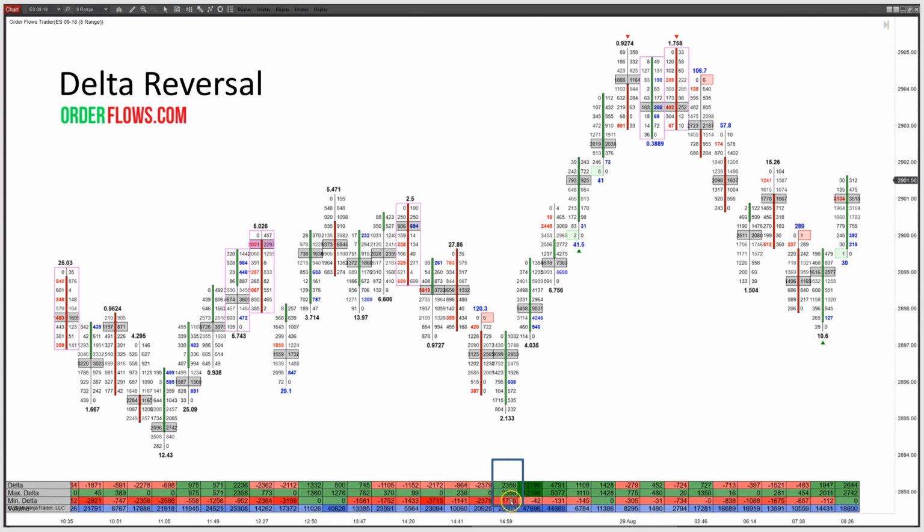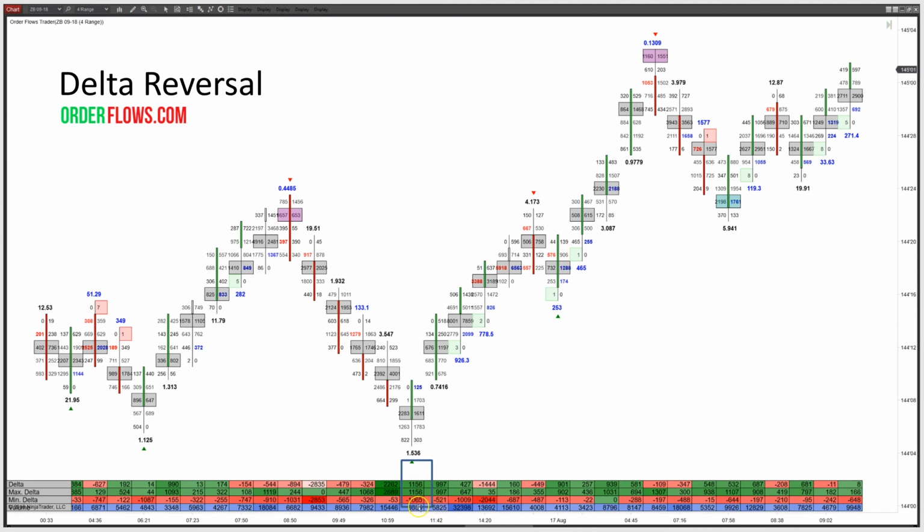Something happened in here where traders said, hey, you know what? This is a cheap price. And they start buying. They buy, buy, buy. The market changes internally, and it closes very strong positive delta. It went from a very strong negative delta to a strong positive delta. And you see how the market rallied from 28.97 all the way up to 29.04.